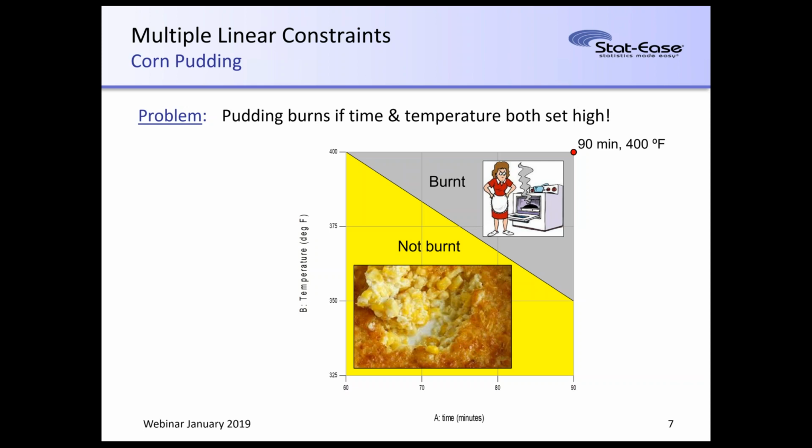So my choices are either to reduce the space, so see the picture of the corn pudding, I could reduce the range of time and reduce the range of temperature, and I could operate in that smaller space. But you can see that leaves a lot of the space that might have interesting texture unexplored. So what would be better would be to eliminate that corner where the time and the temperature is too high.